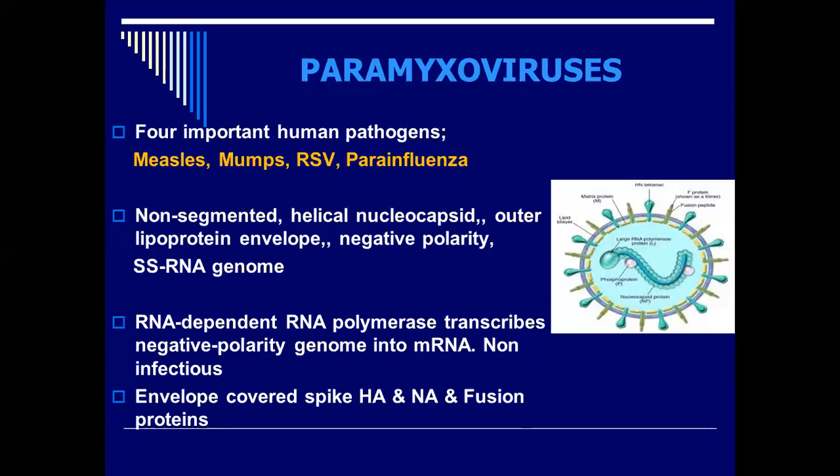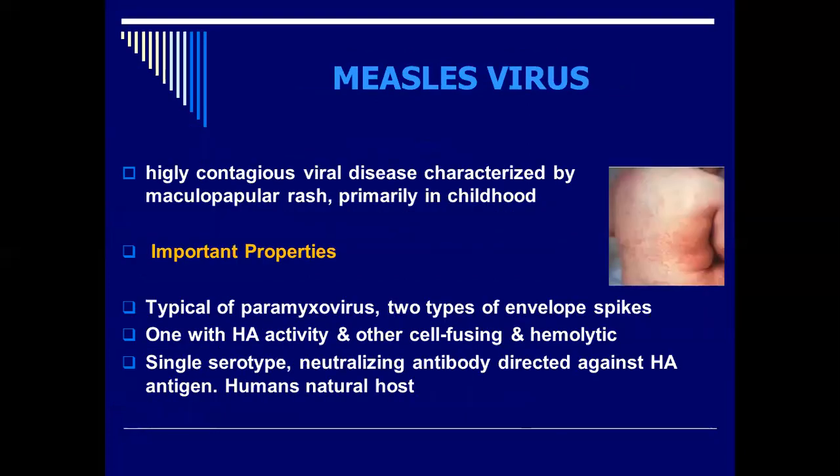And in mumps and parainfluenza, the neuraminidase, hemagglutinin, and fusion proteins are located on the same spikes. So these are the few differences that we can appreciate between the orthomyxoviruses and the paramyxoviruses, comprising of measles, mumps, respiratory syncytial viruses, and parainfluenza. We'll deal with all of these viruses, but first we'll take the measles virus.